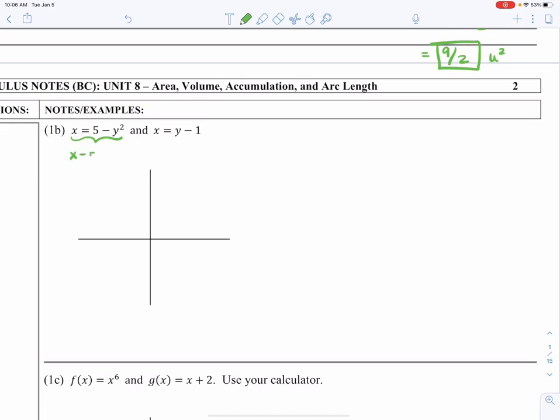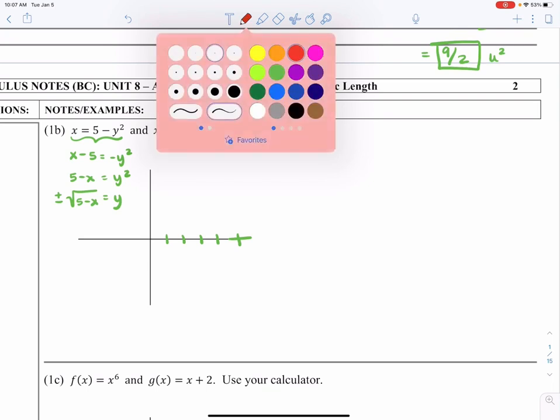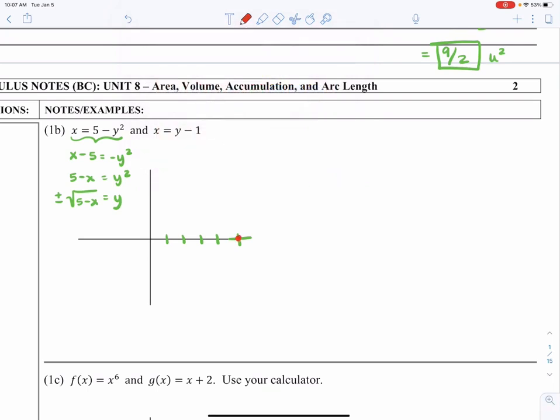I'm going to get x minus 5 is equal to negative y squared. If I apply the negative, 5 minus x is equal to y squared, which means y is the positive and negative square root of 5 minus x. Well, that means that this is a parabola that's oriented sideways, or if you want to think about it as a square root function that has been shifted to the right 5 units, and it's going to be turned on its side.